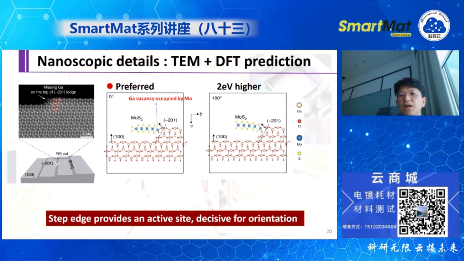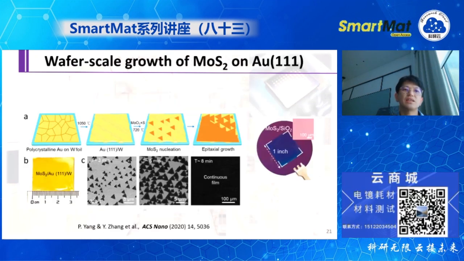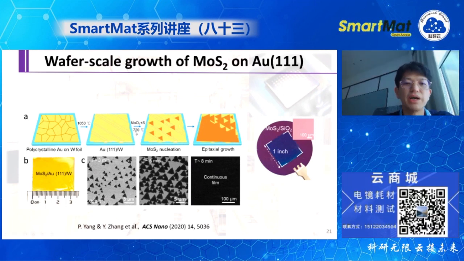And this has been proved by growing hexagonal boron nitride on copper 111, as well as MoS2 grown on gallium oxide. And a recent paper by Zhang Yanfeng at Peking University also developed a very interesting process. They successfully demonstrated wafer scale growth of MoS2 on top of gold 111. So the process can be exactly explained by the step edge epitaxial theory.